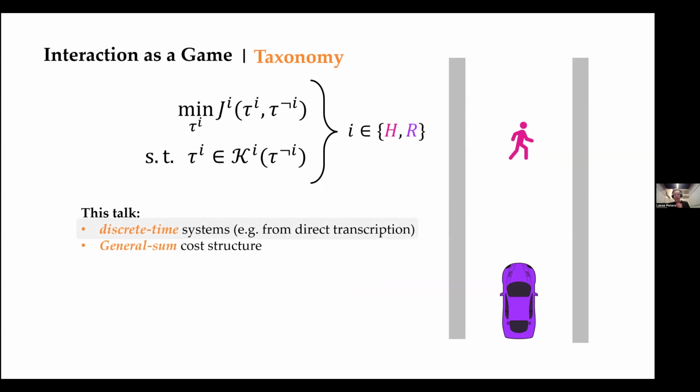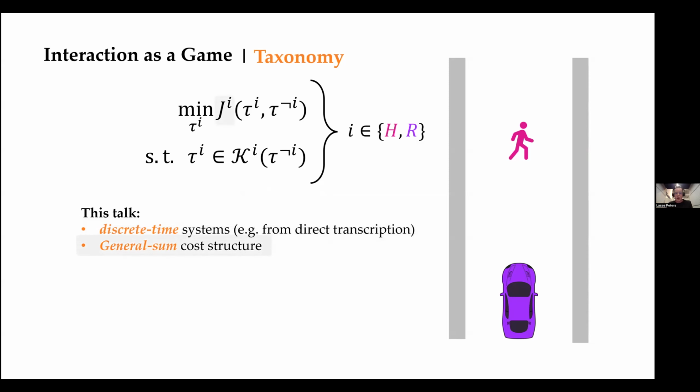Before we discuss what it means to solve such a game, let's quickly take a step back and do a quick taxonomy. Throughout this entire talk, we will be looking at discrete time systems. So the trajectory or strategy τ here for each player is a finite-dimensional vector, which consists of control inputs at every time step. Those control inputs are from the continuous domain, but the system is assumed to be evolving in discrete time. We may get such a discrete-time approximation from an otherwise continuous system, for example, from a direct transcription of the optimization problem.